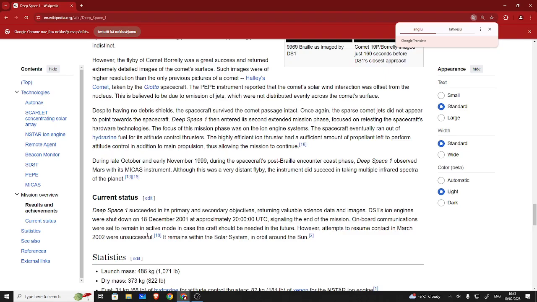All right. Okay. I told you it's still there. It's out there. It remains within the solar system, in orbit around the sun. So the question is how you're going to find it, right? Probably not a trivial task, finding it if it has no communications.